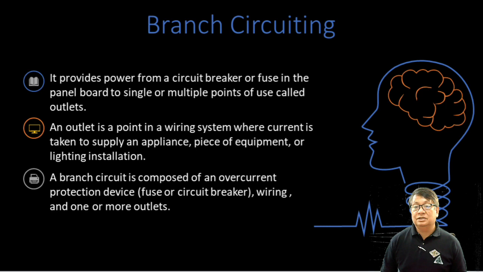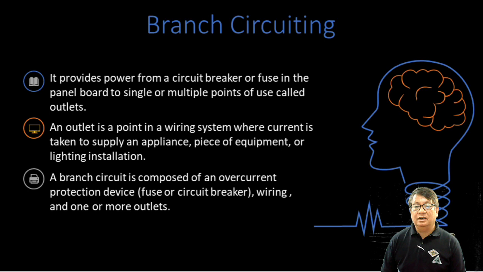It provides power from a circuit breaker or fuse in the panel board to single or multiple points of outlets. An outlet is a point in the wiring system where current is taken to supply appliances. A branch circuit is composed of an overcurrent protection device, which is either a fuse or a circuit breaker, and wiring and one or more outlets.